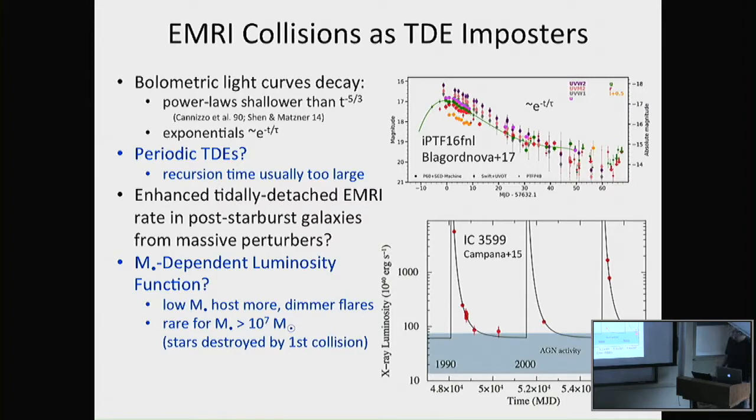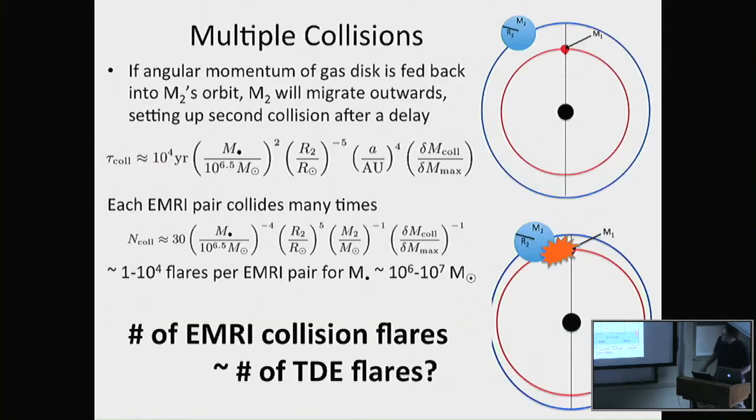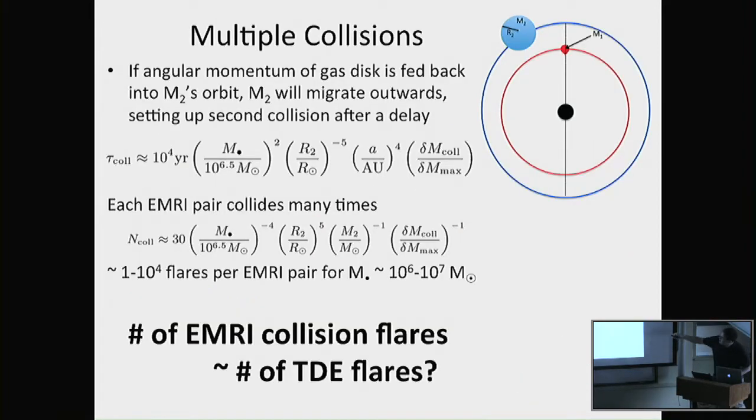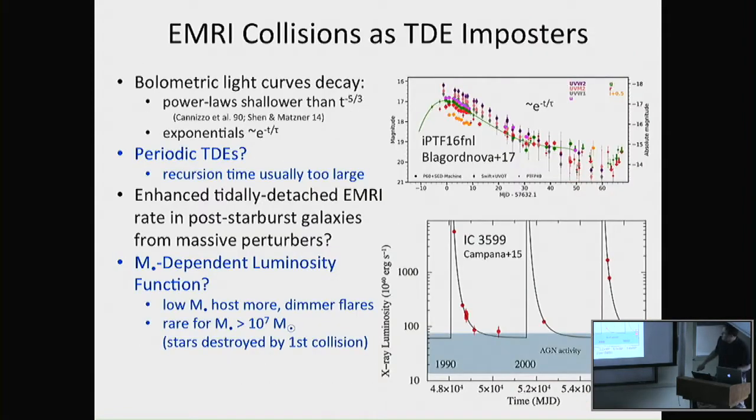It's also possible that this would predict periodic TDEs because you could get multiple collisions from the same galactic nucleus. In general, we find that the time scale between the collisions is quite long, but you can play with the parameters, and you might be able to get time scales as short as decades or centuries. And there are some potential repeating TDEs that people have discussed, IC 3599, where people claim that there have been multiple flares from the same nucleus. Okay, I'm not purporting this too strongly. I'm just saying that this is the kind of thing we could look for.